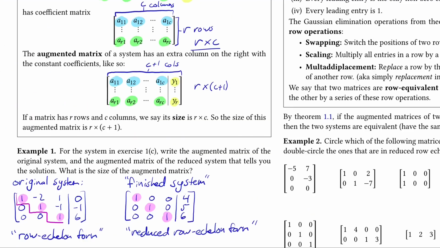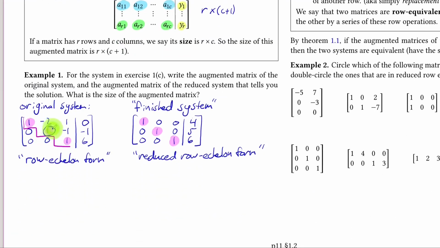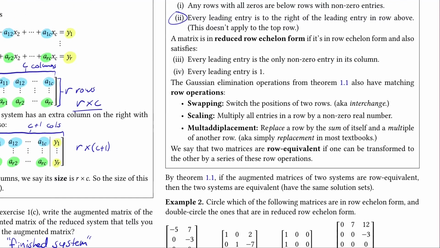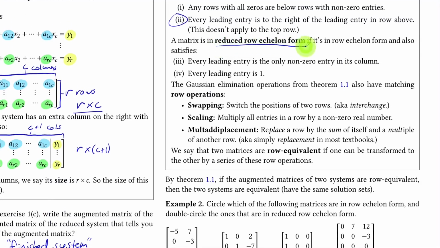So let's check that here. This leading entry is to the right of the one above. This leading entry is to the right of the one above. So yeah, that is now row echelon form. And this other one is also row echelon form, but it's like extra row echelon form because it also meets these other conditions. So we say it's in reduced row echelon form if it's in row echelon form and also satisfies condition 3 and 4 here.